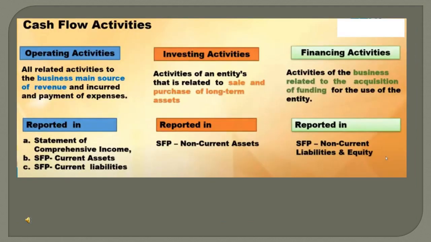Cash flow activities. Operating activities: all activities related to the business's main source of revenue and the incurrence and payment of expenses. Reported in A. Statement of comprehensive income, B. SFP current assets, C. SFP current liabilities. Investing activities: activities of an entity related to the sale and purchase of long-term assets. Reported in SFP non-current assets. Financing activities: activities of the business related to the acquisition of funding for the use of the entity. Reported in SFP non-current liabilities and equity.